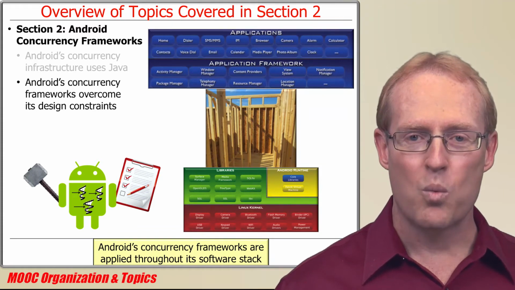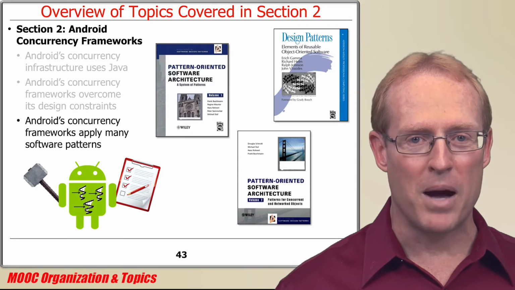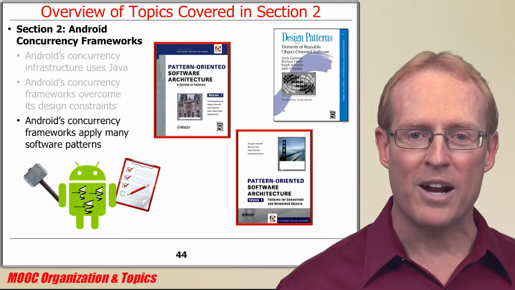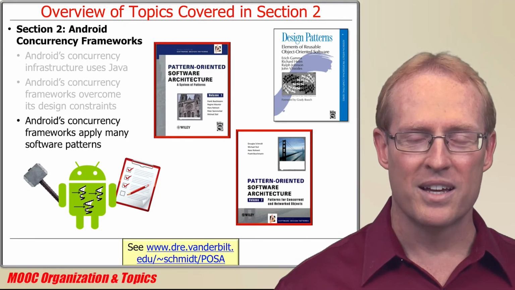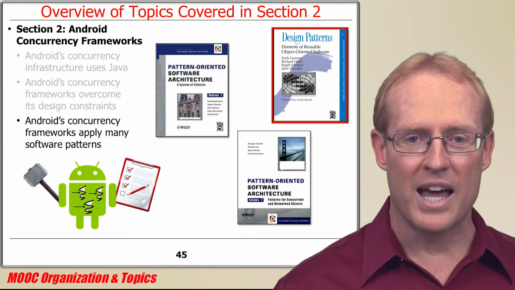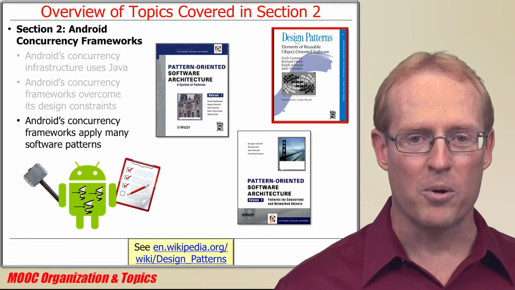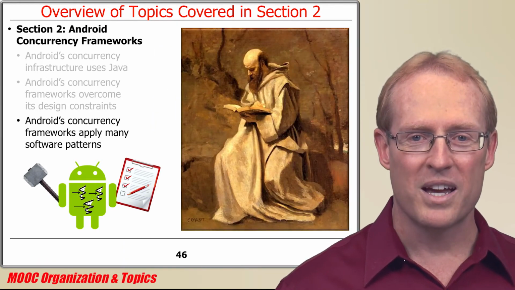Throughout the section, we'll show how Android's concurrency frameworks are enhanced by the application of software patterns that are documented in popular books and websites. The most relevant patterns appear in the pattern-oriented software architecture books, commonly known as the POSA books, and the design patterns, elements of reusable object-oriented software book, commonly known as the Gang of Four book. You may find it useful to refer to the patterns in these books to supplement the discussions in the videos.